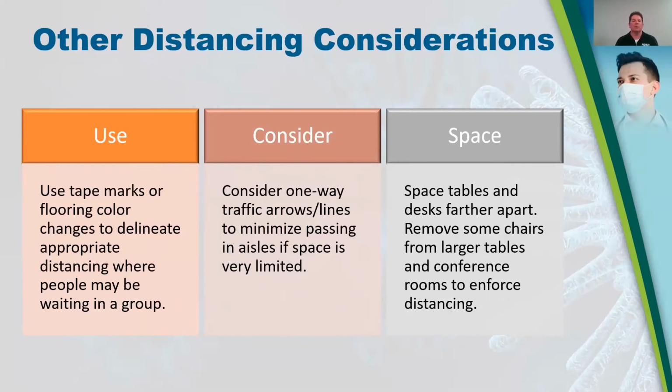Spacing with tables, spacing chairs out. That's one of the things that we're doing here at the Safety Council within our classrooms, besides disinfecting a couple times a day: making sure that our tables are spread out. We've got one student at each table to ensure that we're maintaining our social distancing. So that's a good thing to practice as well.